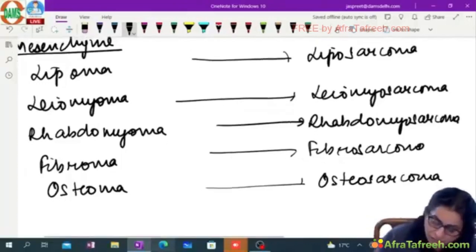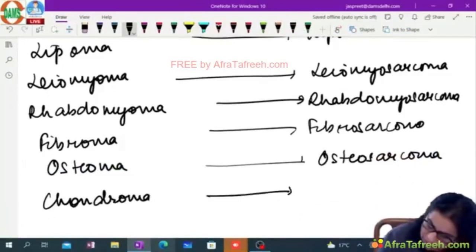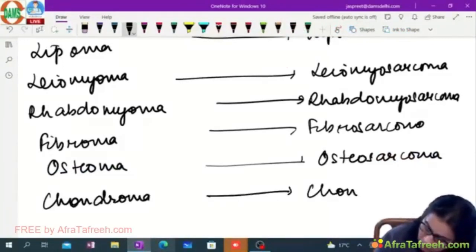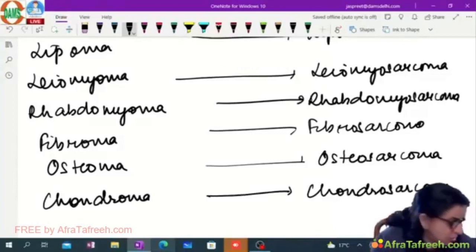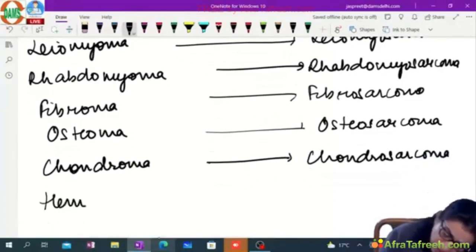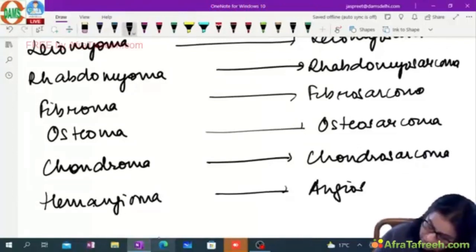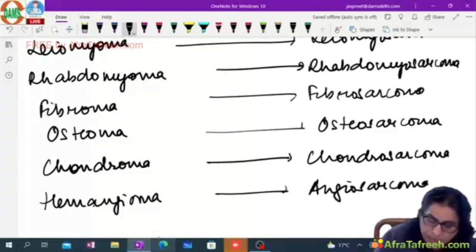Similarly, a benign tumor arising from cartilage is a chondroma. The malignant tumor is a chondrosarcoma. Then a benign tumor of blood vessels is a hemangioma. The malignant tumor is called an angiosarcoma.